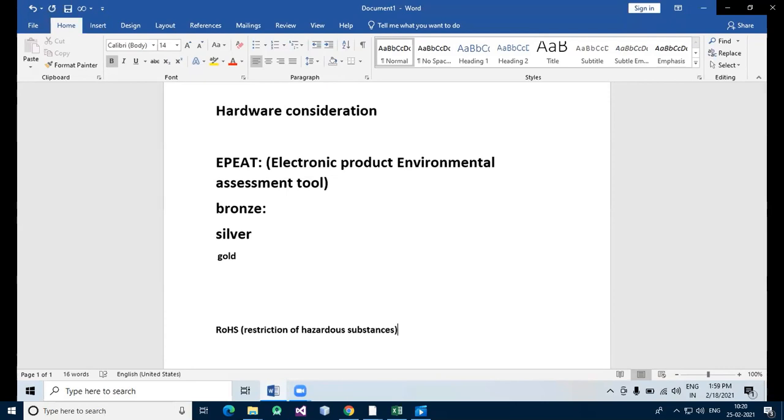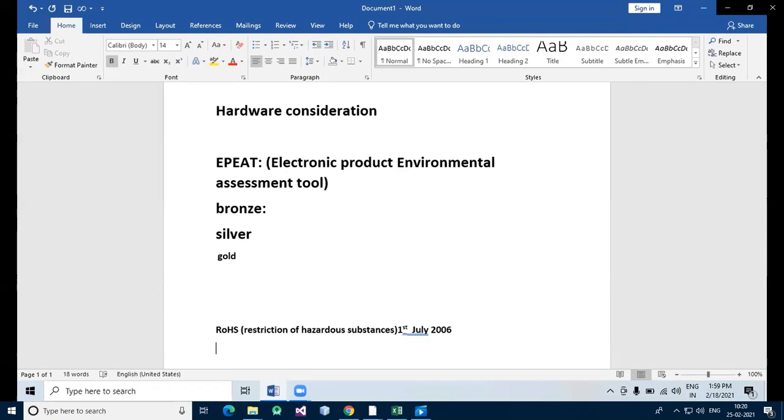So here, what does this directive mean? RoHS is the Restriction of Hazardous Substances, a directive that took effect on 1st July 2006. So this is the directive, okay?